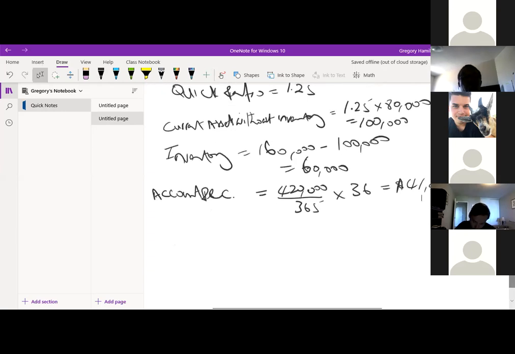So that leaves us with only one thing to find, and if we have one unknown, that's pretty easy. We know total current assets to be 160,000, and then we're just going to subtract everything else that we have found: inventory minus accounts receivable.